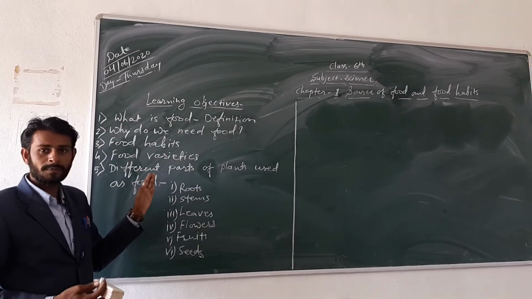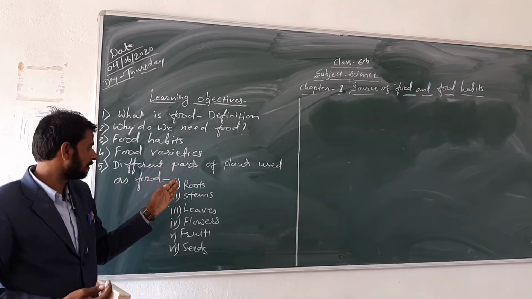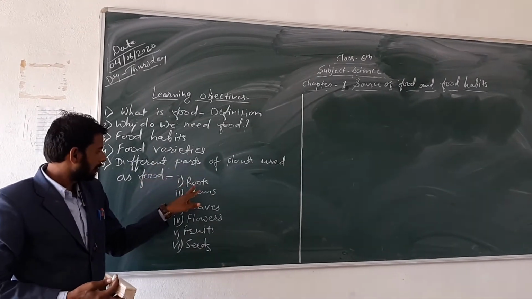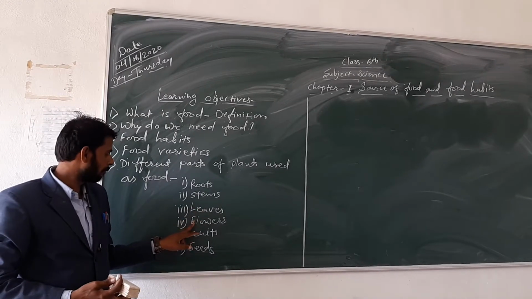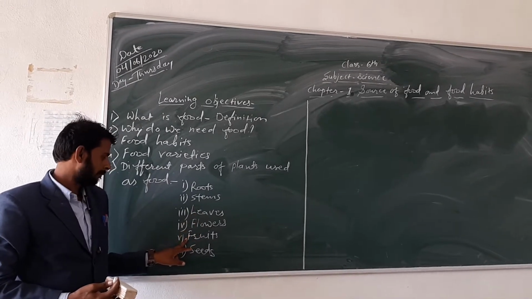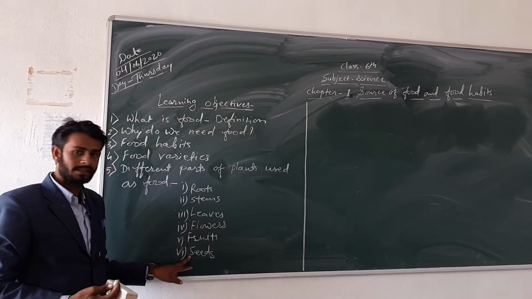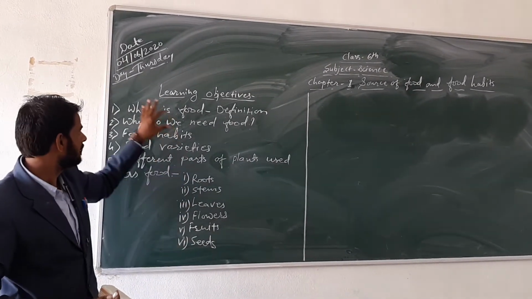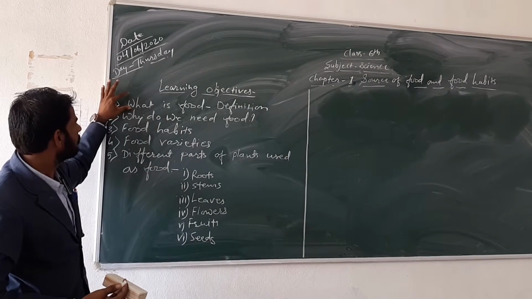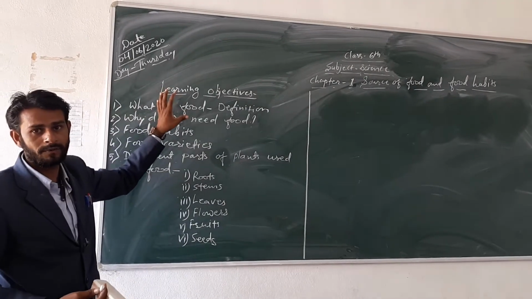The different parts of plants which are used as food are as follows. First, roots. Second, stems. Third, leaves. Fourth, flowers. Fifth, fruits. And sixth, seeds. But before understanding this point, let's understand the first point, what is food and its definition.